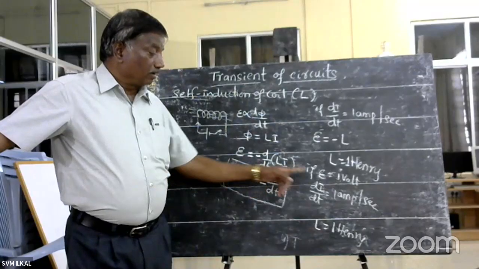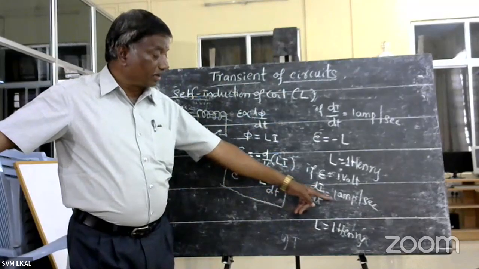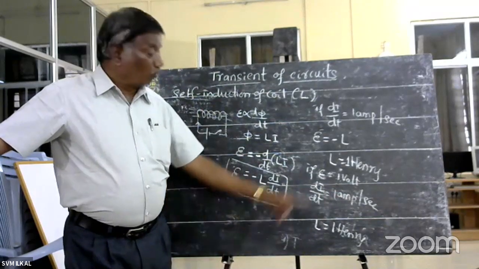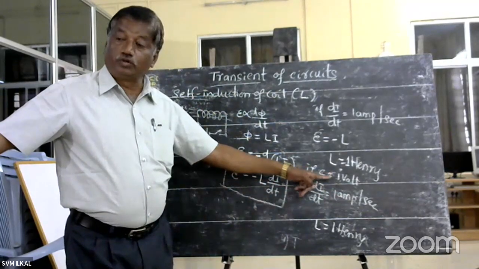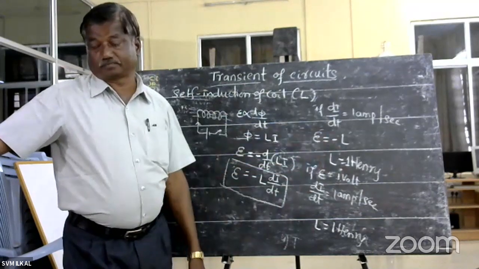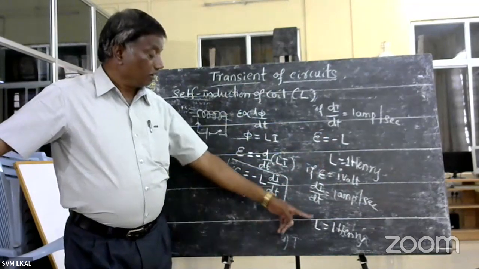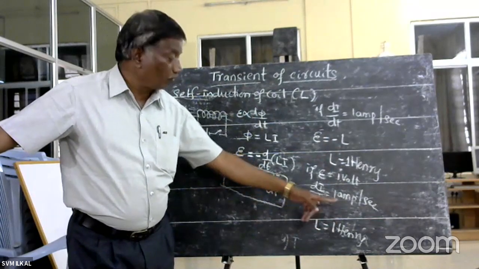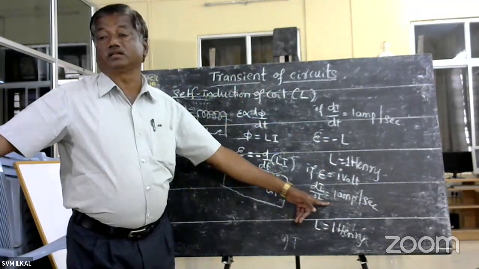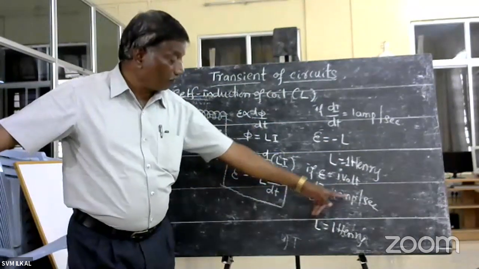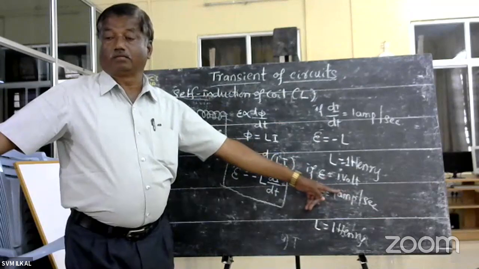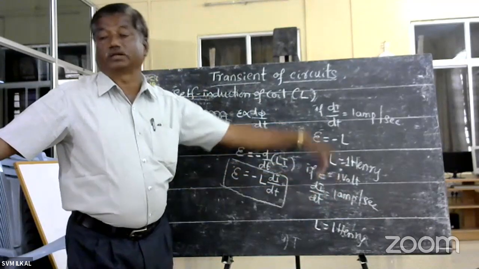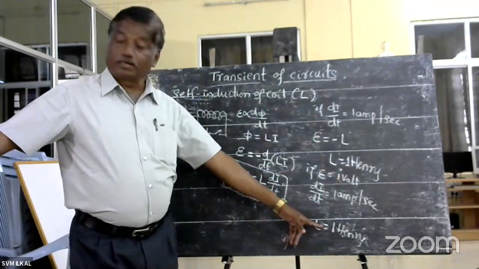When current changes at a rate of 1 ampere per second in the coil, then it generates an induced EMF of 1 volt. Okay. The coefficient of self-induction is said to be 1 Henry when the current in a coil changes at a rate of 1 ampere per second for a generation of induced EMF of 1 volt. That is said to be L equal to 1 Henry.